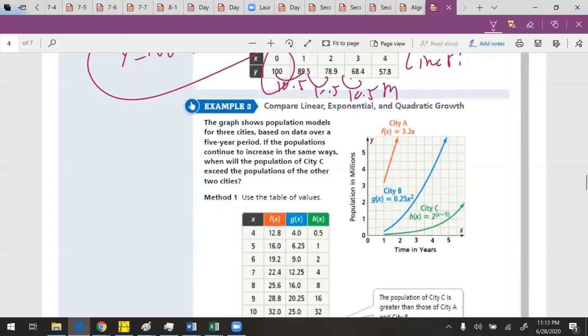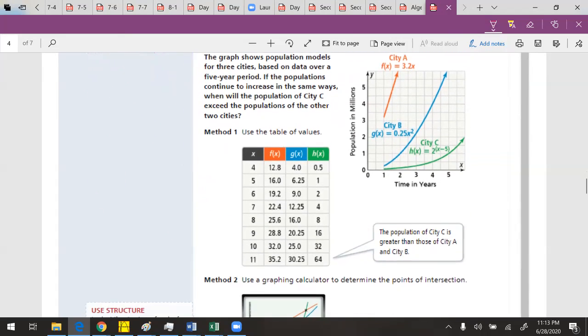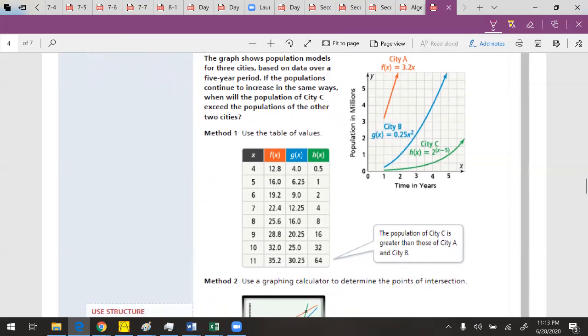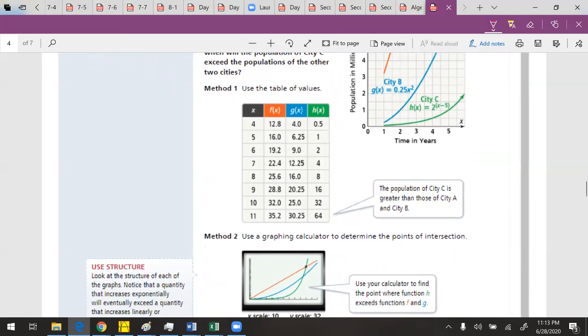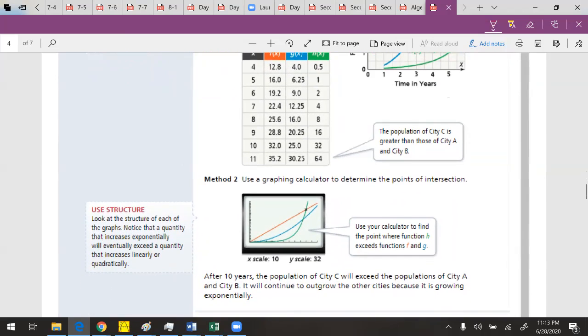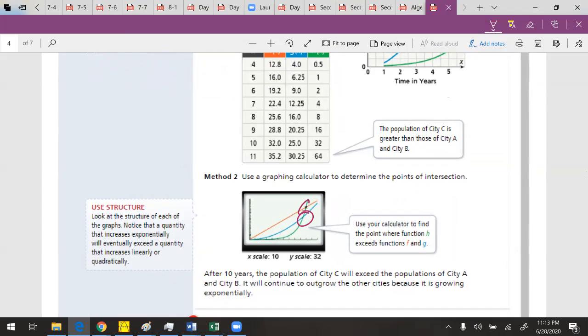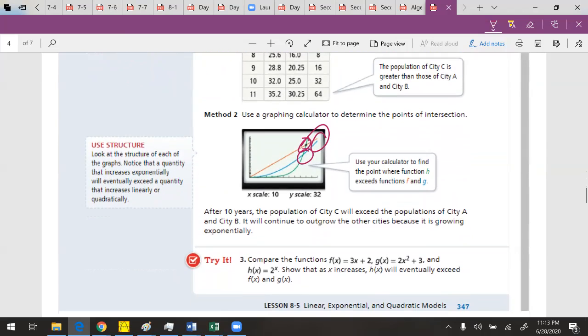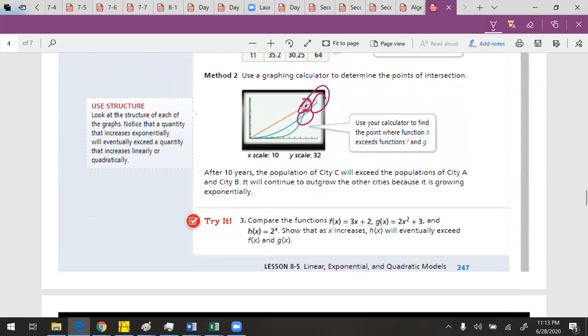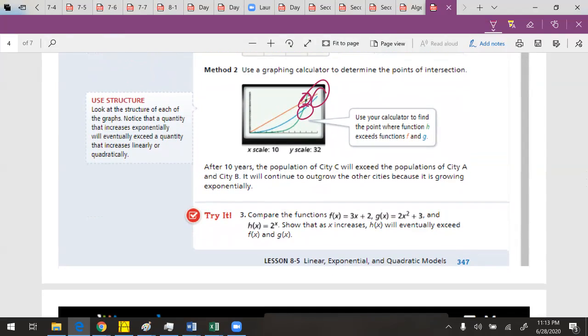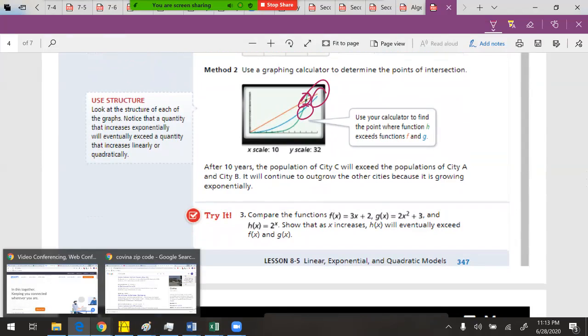Last one, the graph shows population models for 3 cities. We're trying to figure out when they're going to be exactly the same. So we have to use a graphing calculator to determine the points of intersection. Right there, and then there'll be another one right there. So it looks like after so much, they'll compare with each other. What we're going to do is use Desmos to graph all 3 of these to find out where they all intersect. Let's use it here real quick.